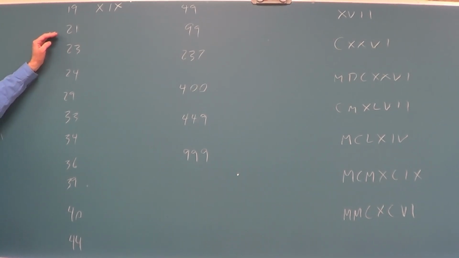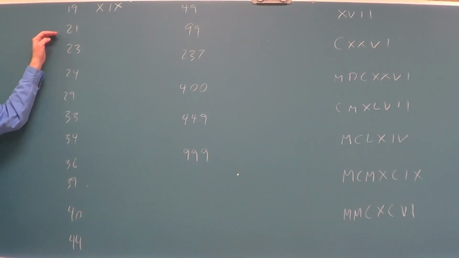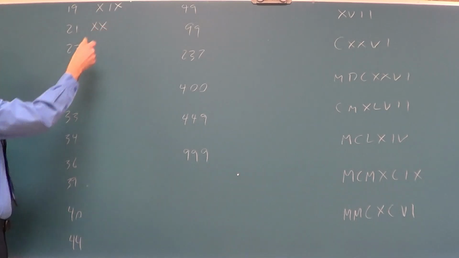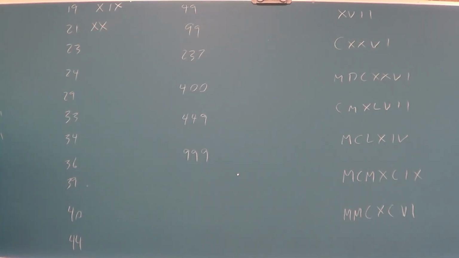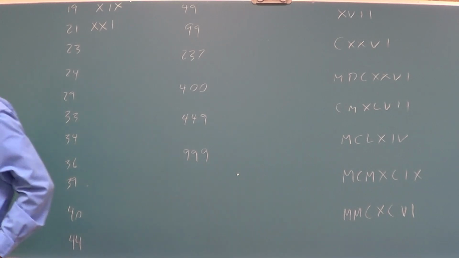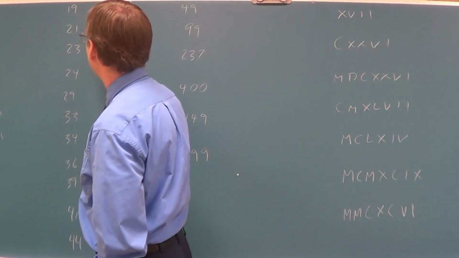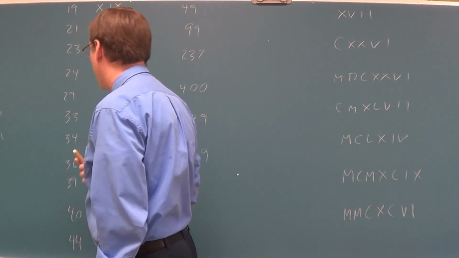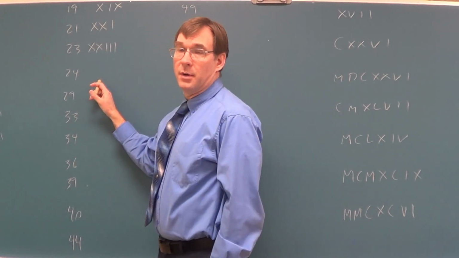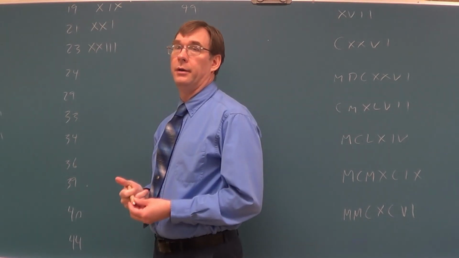So 21: build the 20, then build the 1. To build the 20 is XX. Anything that starts with 20 is going to start with XX. To build 20, you've got to get a pair of X's, and then build the 1. Just enough. Question about that. So to build 23, you've got to build 20, then 3. It would be XX to do the 20, III to do the 3. I agree with all of that. Somebody with a hand, build me a 24.